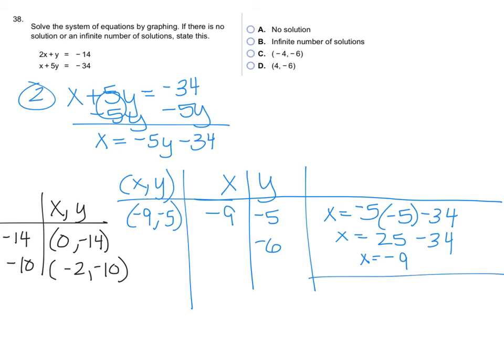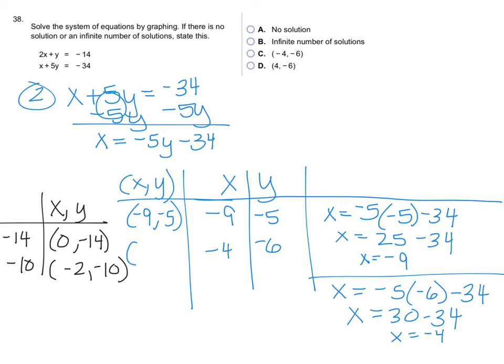Now I'm going to plug in negative 6 for y. So I have x equals negative 5 times negative 6 minus 34. Negative 5 times negative 6 is a positive 30, so x equals 30 minus 34. That gives me x equaling negative 4. So my value for x is negative 4 when I plug in negative 6 for y, and that ordered pair is (-4, -6).